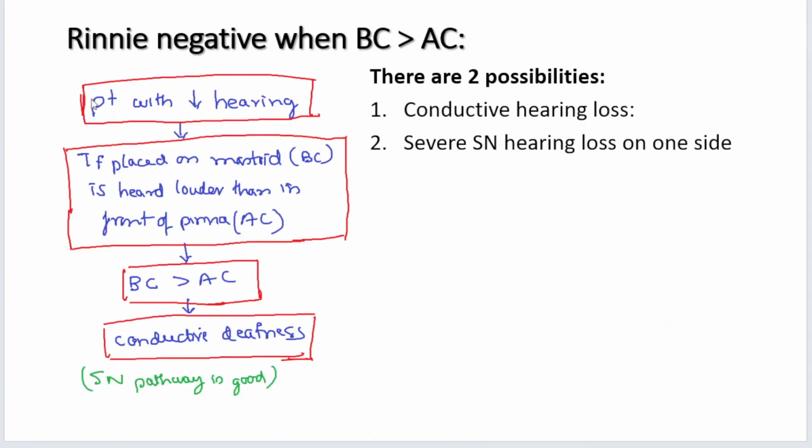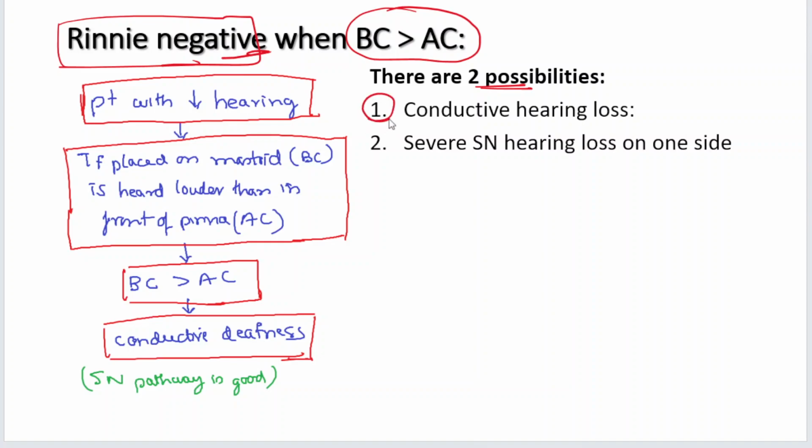Okay, now we are coming to Rinne negative. When you say Rinne negative, it means bone conduction is greater than air conduction. Here also there are two possibilities. Rinne is negative in conductive hearing loss. Conductive hearing loss means when there is a problem in the external auditory canal, when there is a problem in the tympanic membrane, when there is a problem in the middle ear or the ossicles.